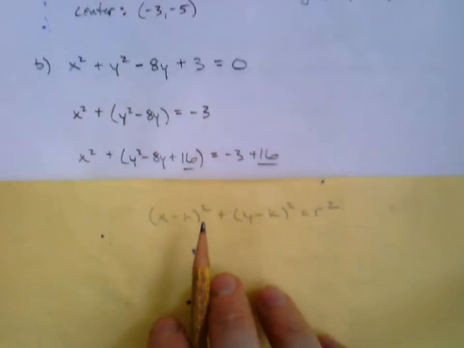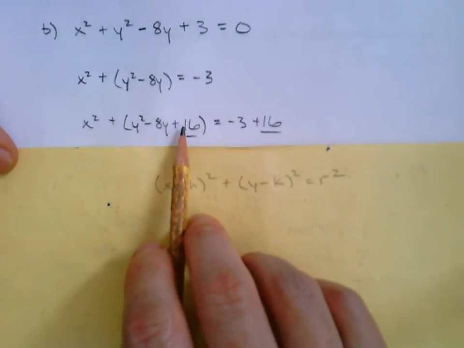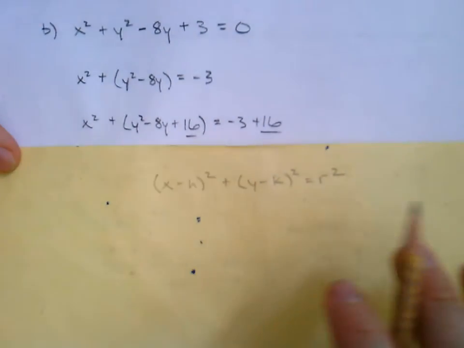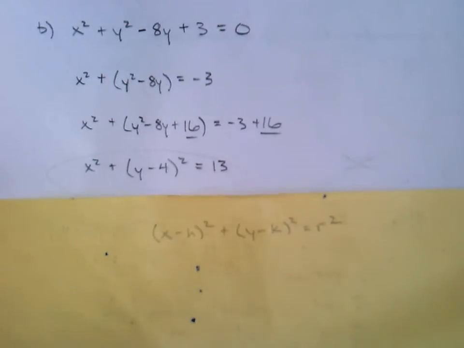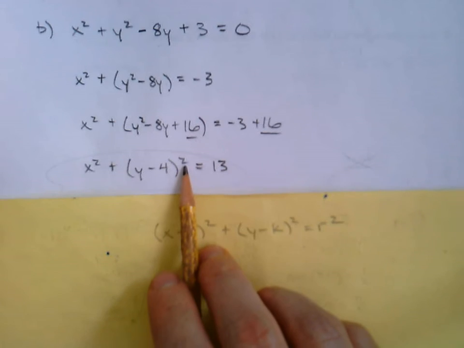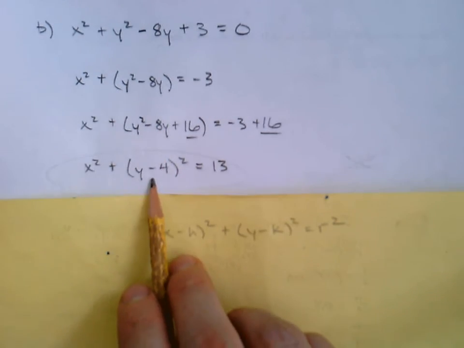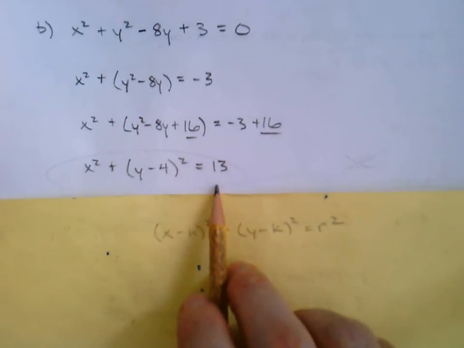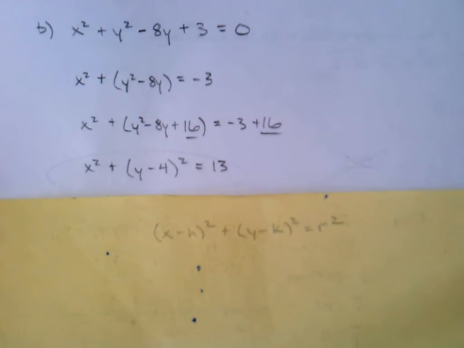There's one more step. I need to factor here, and I need to go ahead and simplify. There's my standard form. X squared plus y minus 4, quantity squared because I had the minus, and it's equal to 13. So I have the standard form just like that. Now we're asked to graph. So let's go ahead and identify the center and the radius.